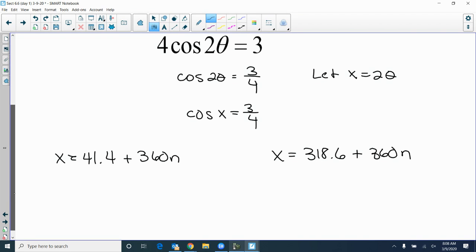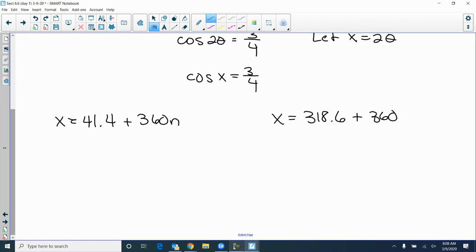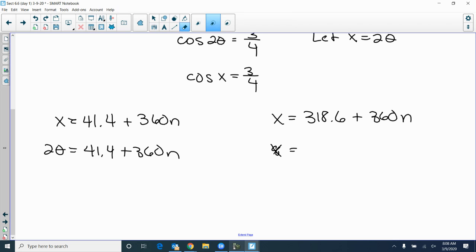Now we let x substitute in for 2 theta. Take your x out, put in 2 theta. So you got 2 theta equals 41.4 plus 360n. And 2 theta equals 318.6 plus 360n. All right, what do I still need to do though? At this point, I still need to divide everything by 2 to get my answer. So divide everything by 2.